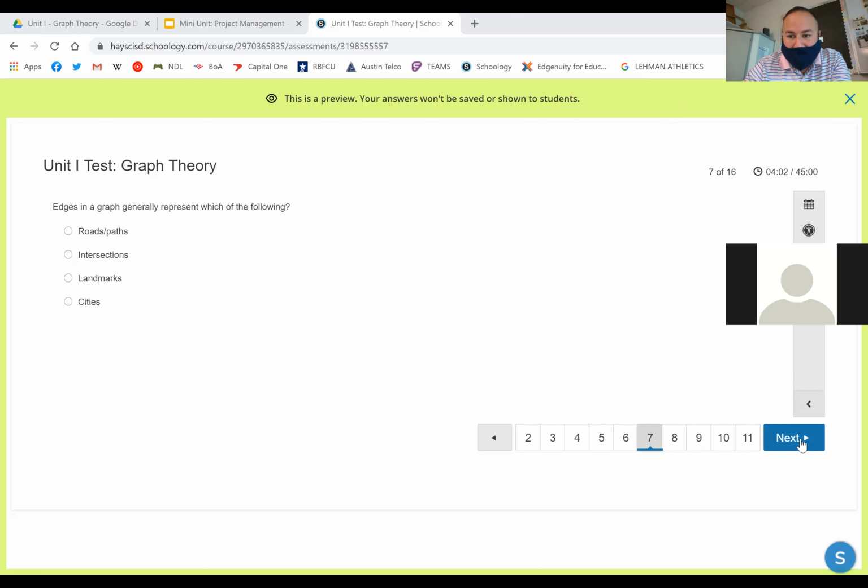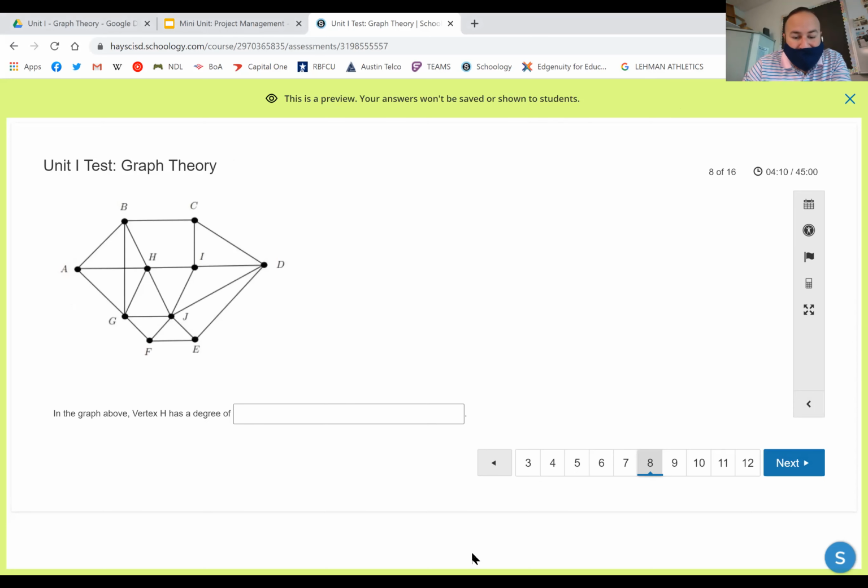Next, let's do this. In the vertex above, vertex H has a degree of, and the correct answer is 5. 1, 2, 3, 4, 5 edges intersected. I had somebody put like 120 degrees. This isn't geometry, guys. We've talked about that. This is not geometry. If you put 120 degrees, you're kind of not knowing what we're doing in this class then.